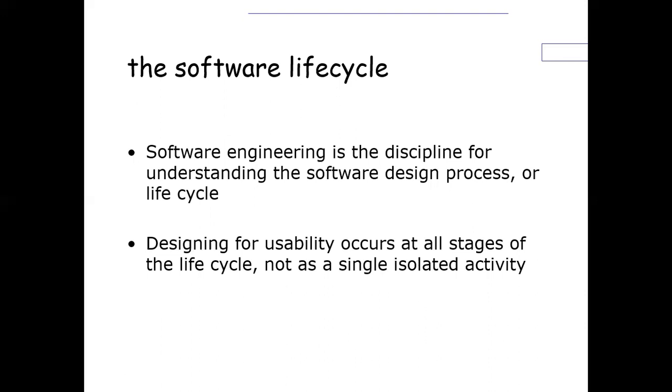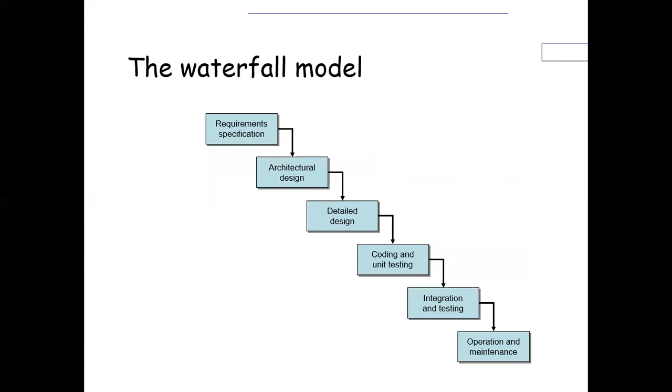Designing for usability occurs at all the stages of the life cycle. It is not a single isolated activity. Next, we'll see the waterfall model in the software life cycle. There are many activities involved in the waterfall model: requirement specification, architectural design, detailed design, coding and unit testing, integration and testing, operation and maintenance. Let's see in detail what is involved in each activity.